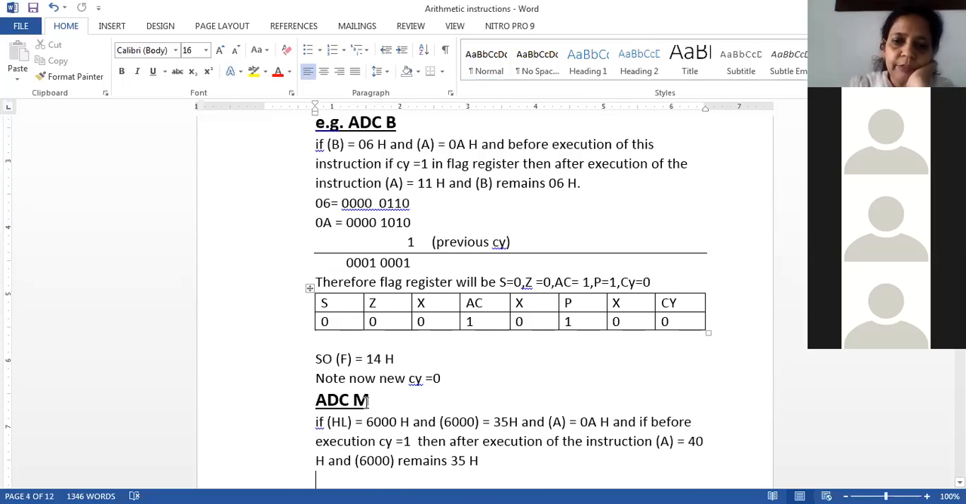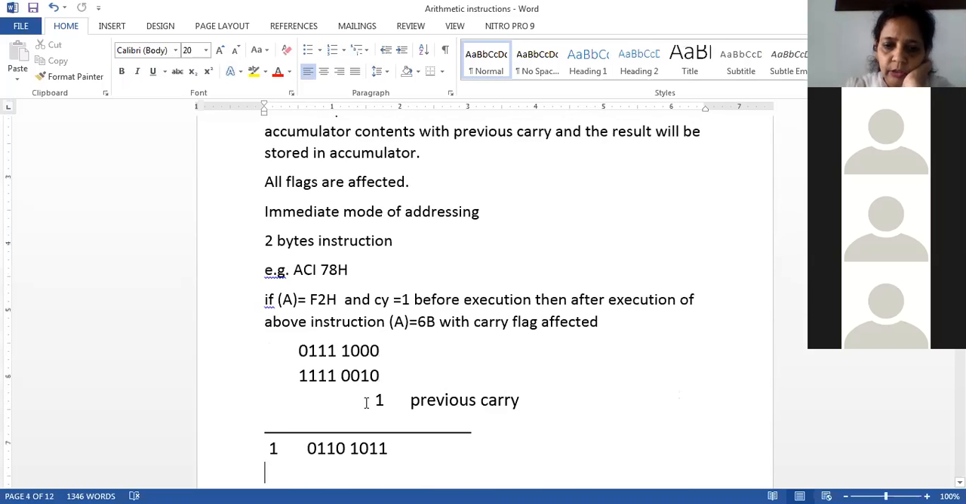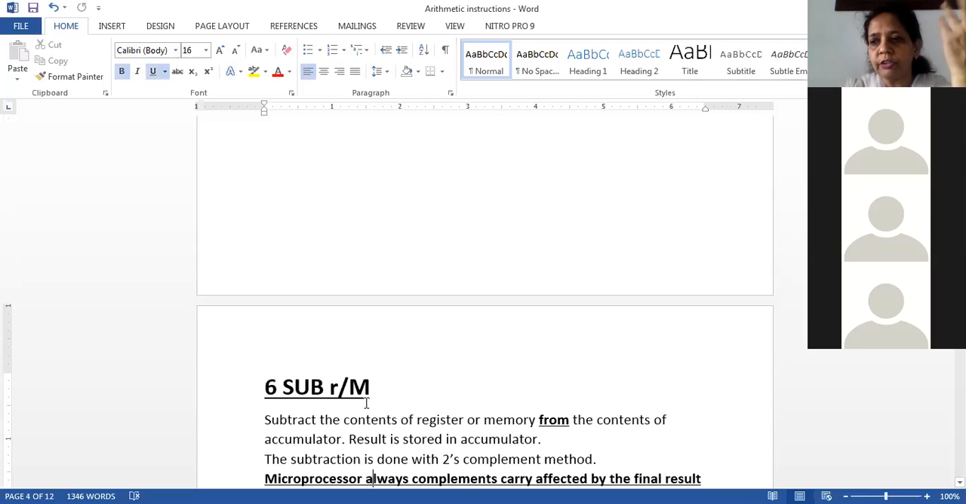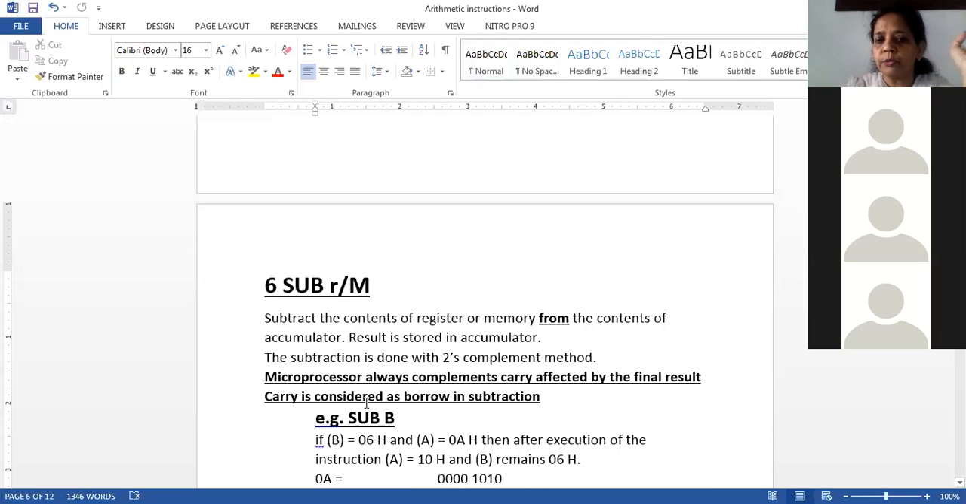Before that today, I will go through another instruction, called the subtract instruction. In add there are two more instructions, but that I will take a little later on. What does the subtract instruction do? The name itself will tell you. The subtract instruction will subtract the contents of the register from the accumulator. But while subtracting, it uses the 2's complement method of subtraction.